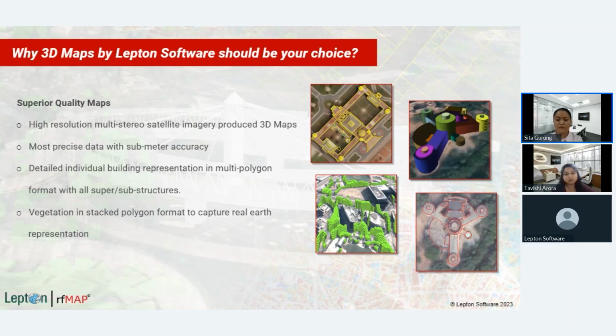You can see the level of detail captured in these images. We have 3 different images for buildings. You can see that all the superstructures have been captured. Even for vegetation, you can clearly see the different stacked or different contour levels of the vegetation.